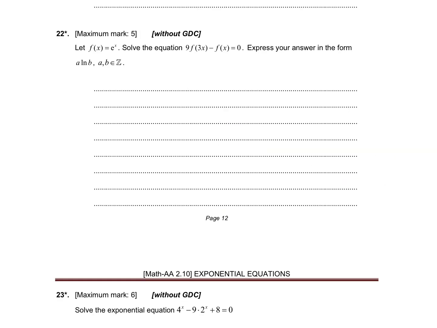22. f of x is that, solve the equation. Okay, so we're going to have 9e^(3x) minus e^x is 0. So we can factor out an e^x. So that's 9e^(2x), because remember we're adding exponents when we multiply, minus 1.